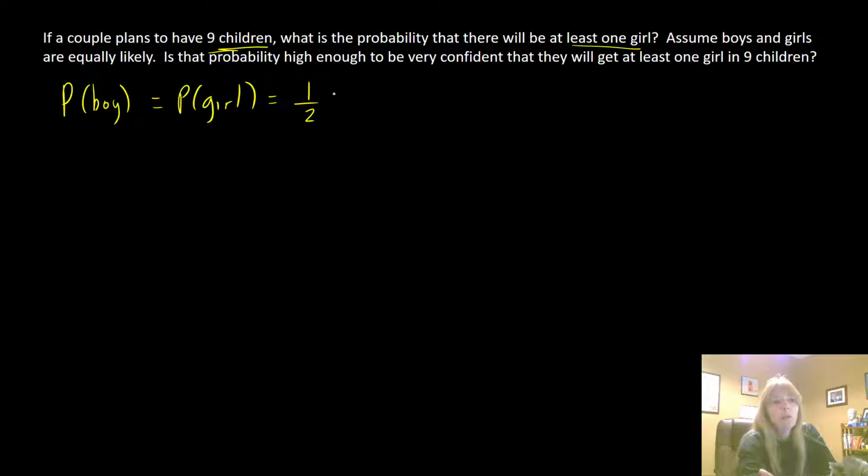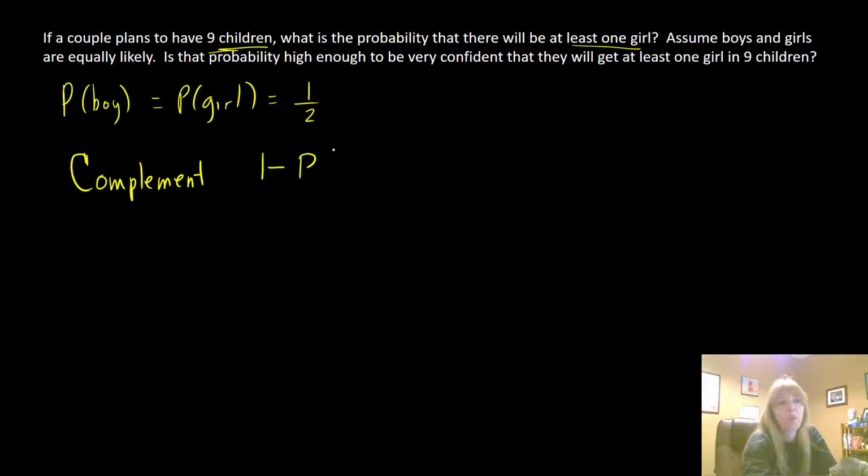at least one girl? Well, this is one of these that you probably don't want to do by counting how many different ways with 9 children can you get at least one girl, because the first one could be a girl, the second one could be a girl. So there's a nice little word called the complement. The complement is 1 minus the probability of what you want. In other words, it would be a lot easier to say 1 minus the probability they got no girls, instead of the probability of at least one girl.